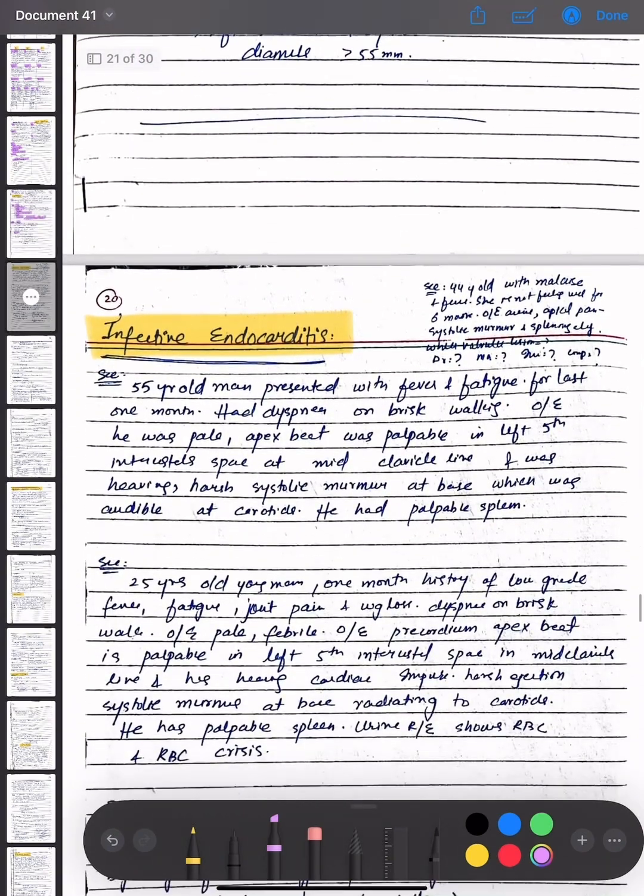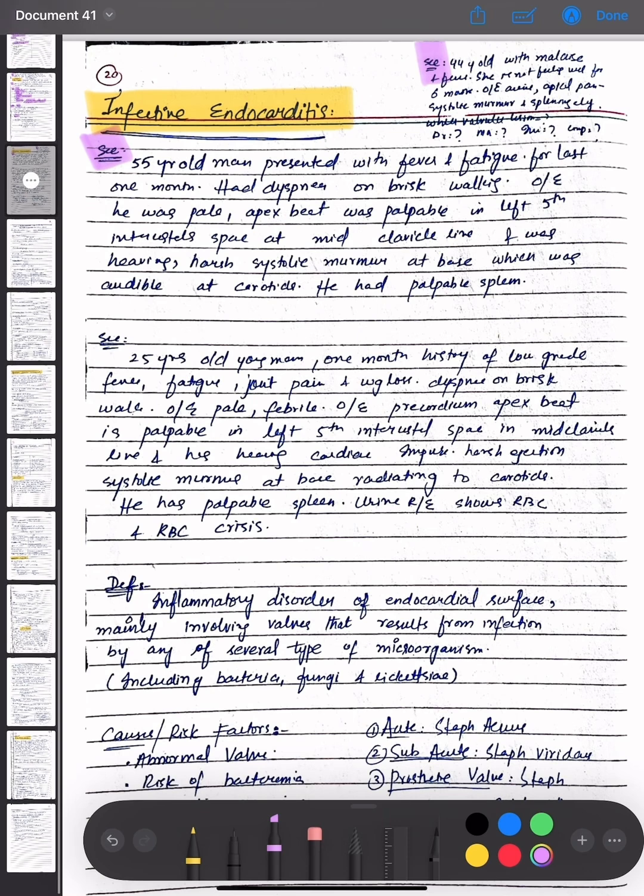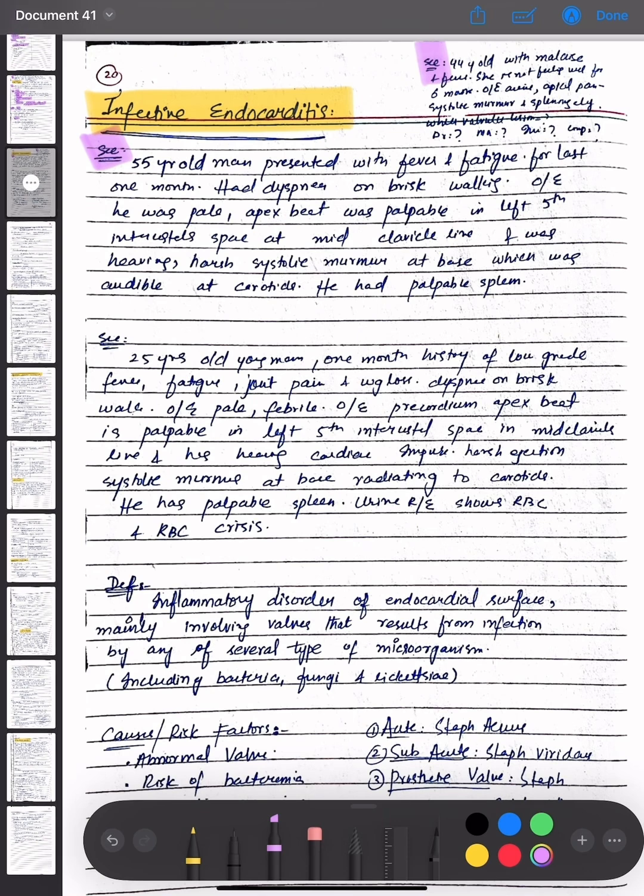Now coming towards infective endocarditis, we have a scenario of a 55-year-old man presenting with fever and fatigue for the last 1 month, having dyspnea on brisk walking. On examination, he was pale. The apex beat was palpable in the left fifth intercostal space at the mid-clavicular line, and he had a harsh systolic murmur at the base, which was audible at the carotid.